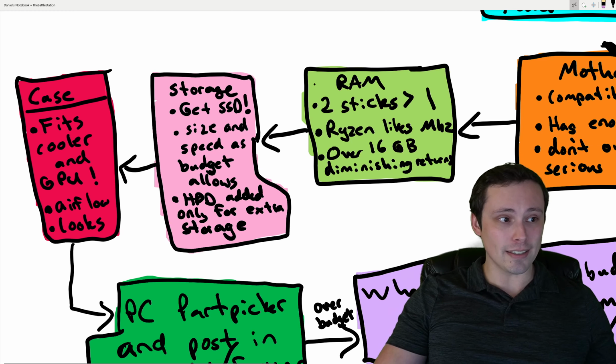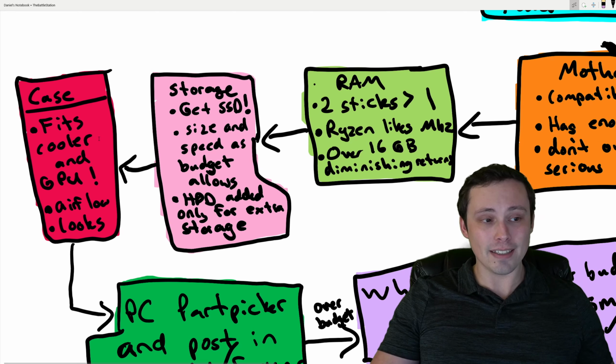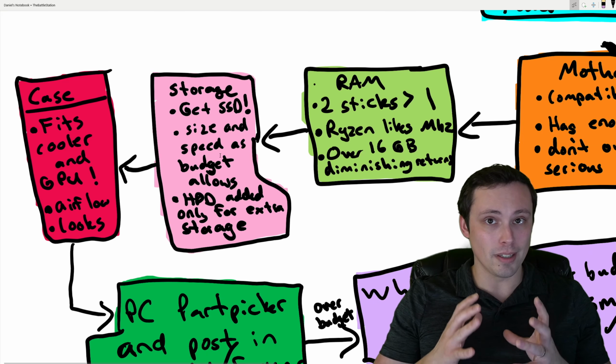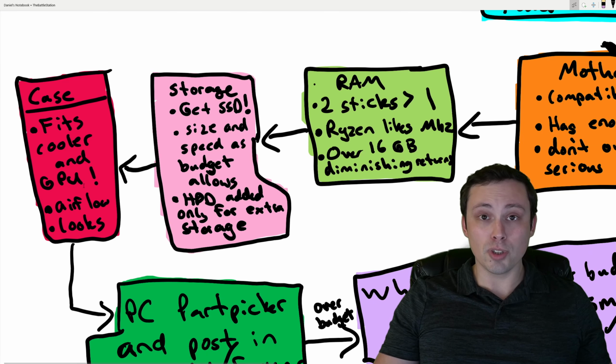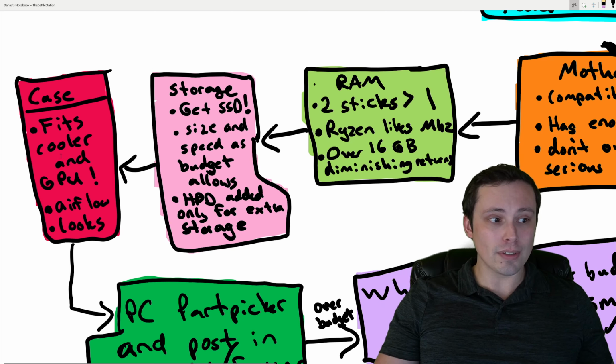Now you can start thinking about your case. So the biggest thing about the case in terms of compatibility is your case does need to fit the CPU cooler that you chose. Some of them are really tall and won't fit in a really small case. Also, some GPUs are really big, and so your case should actually give you maximum sizes for the cooler and the GPU that they will support.